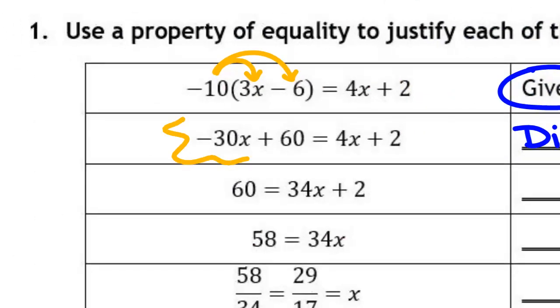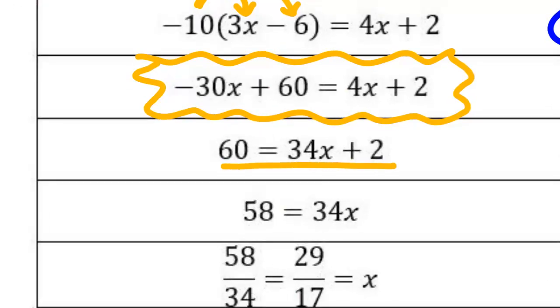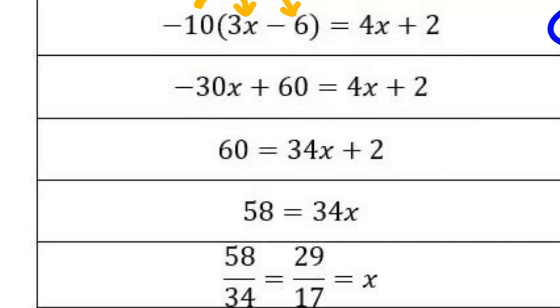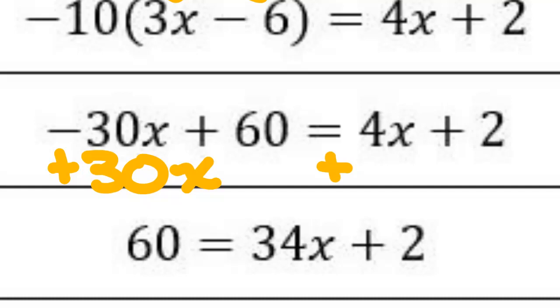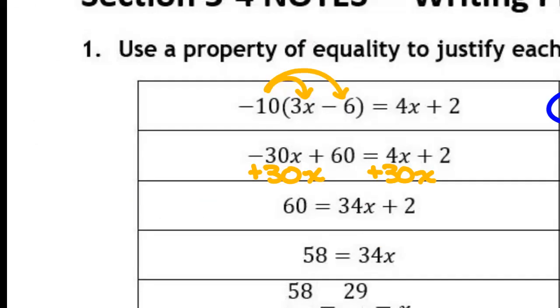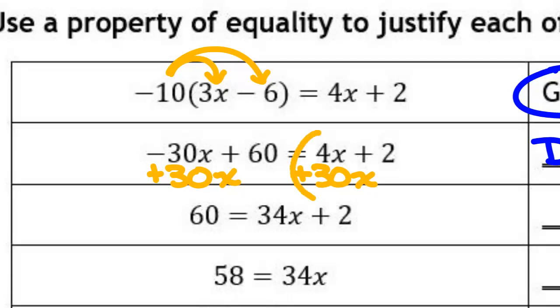All right, so now I want to look here on this second line, and I want to compare that to the third line. What changed between the second line and the third line? What'd you say? Yeah, they took this and they added 30x to both sides. So they made it cancel out over here. That's why we have just the 60 over here now. And then they combined the 4x and the 30x to get 34x.